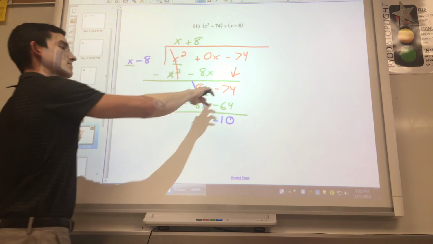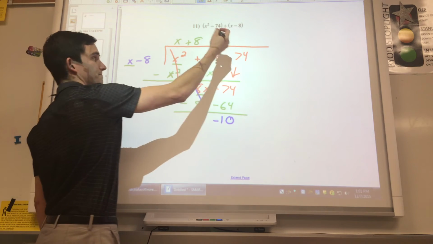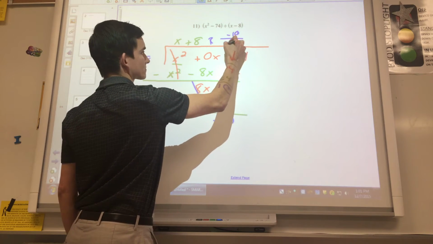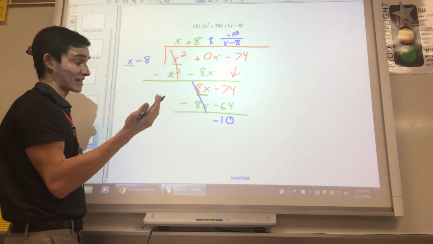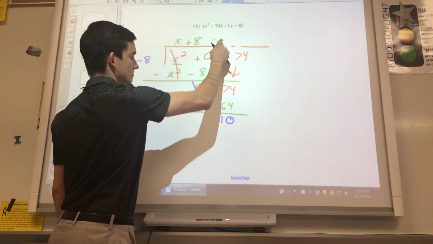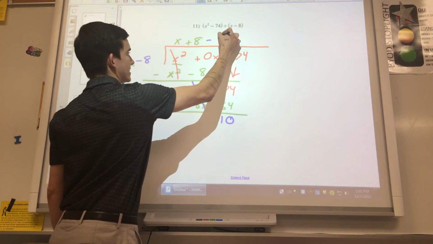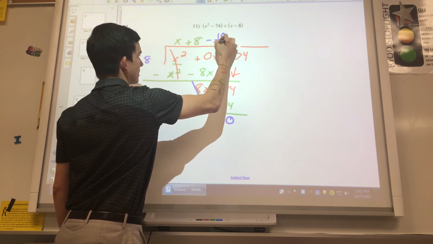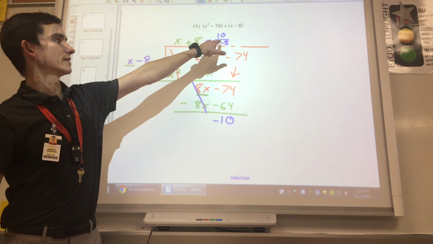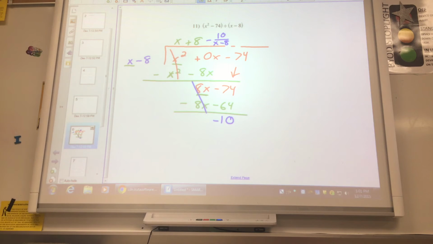Excuse me. So that is the end of that. So you can write remainder negative 10 over x minus 8. You can write it like that. Maybe you want to write it like minus 10 over x minus 8. Either way, what it looks like to have a remainder is just a fraction on there. Okay, so that would be number 11.